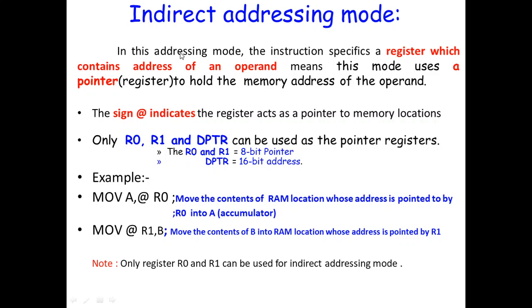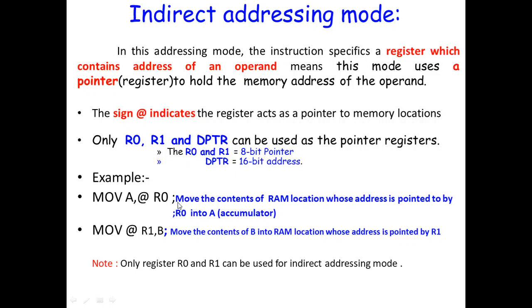One more thing regarding the indirect addressing mode: it is always indicated by the @ symbol. This @ symbol indicates that the register acts as a pointer, pointing to the memory location which handles the data. One by one we will see this with the help of examples.